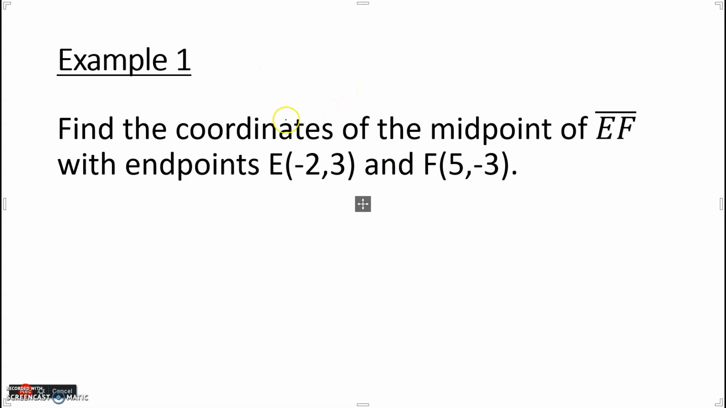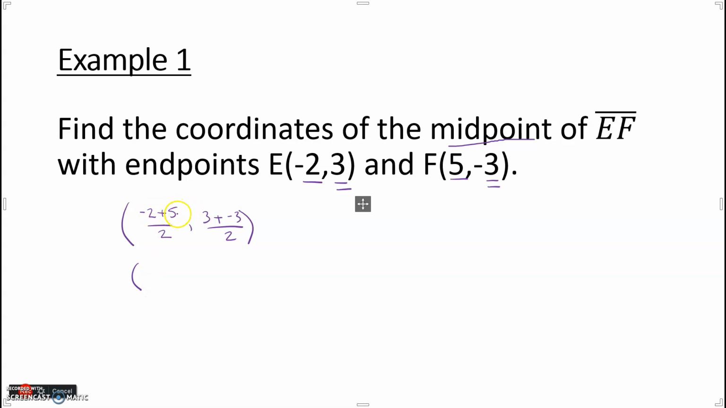So for the first example, it says find the coordinates of the midpoint. They want us to find the midpoint of EF when the endpoints are E and F, and they gave us those endpoints. So we're going to use our formula. We're going to add our x coordinates. Here's one of our x coordinates, and here's another. Doesn't matter which way you add them. So -2 plus 5, and then we're going to cut it in half. That'll be my x coordinate. We're going to do the same thing for my y's. We have a 3 and a -3. Doesn't matter how you add them, 3 plus -3, and we're going to cut it in half. So again, add your x's, chop it in half, add your y's, chop it in half.